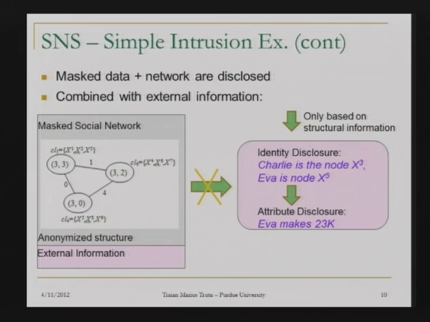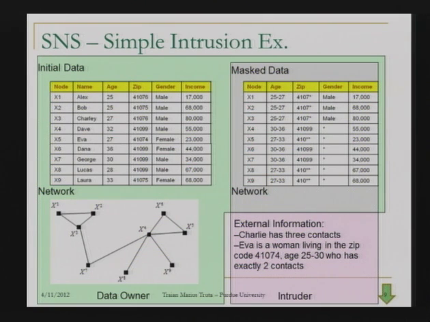So whenever the masked data and network are disclosed, you will be able to find, as I already mentioned, that Charlie is the node X3, and for Eva, we will be able to find that she is the node X5. And that lets us know the income values for Eva as well as for Charlie. Now, a solution to this is to provide a modified version of the network, and we call this a masked social network.